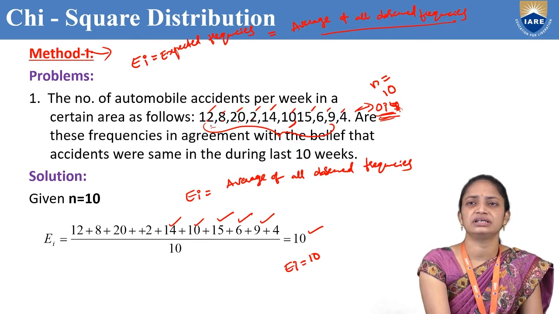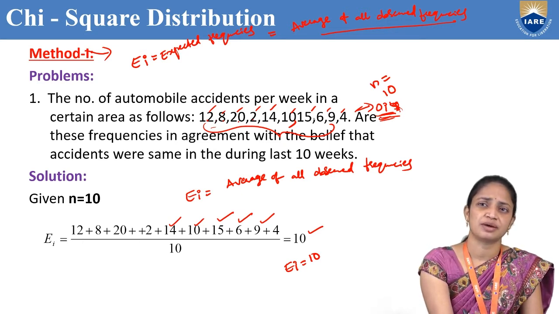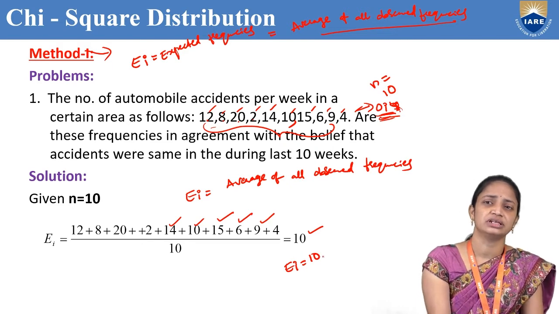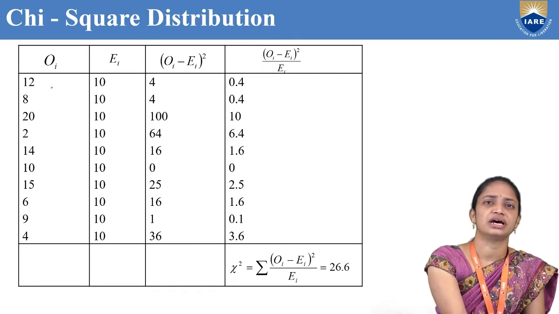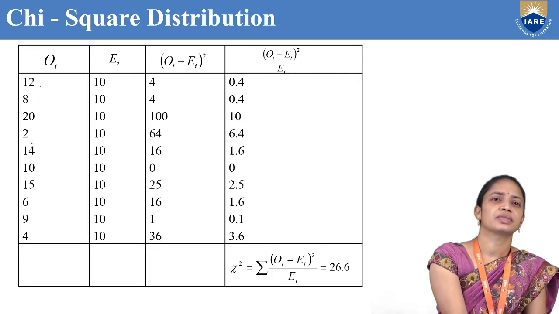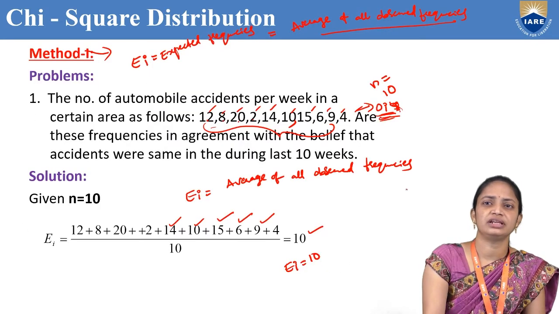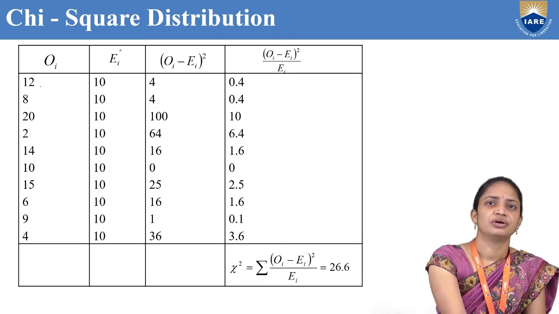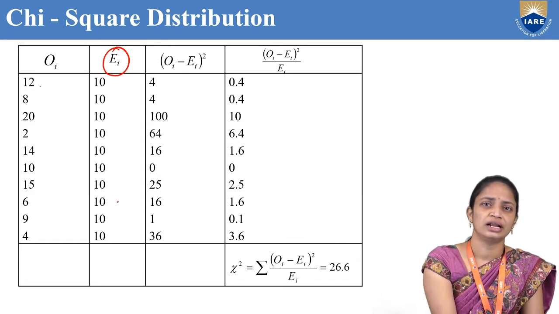The observed frequencies are these values. In place of every observed frequency, we need to write the expected frequency, that is 10. Now coming to the table, these are the OI values and these are the EI values: 12, 8, 20, 2, 14, 10, 15, 6, 9, 4. These are our observed values, and for the expected frequency we write all 10s.